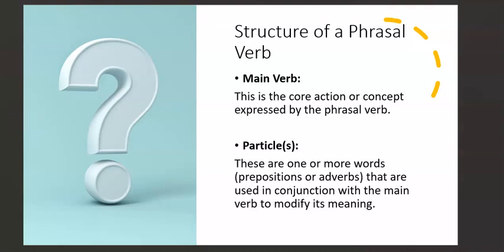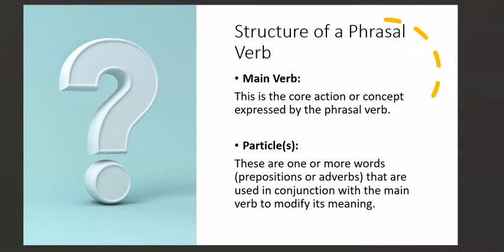Now the second part of the structure is the particle or the particles, and as I've said, this can be a preposition or an adverb. It can be a particle or particles. They can be 2 words, 3 words, or more words, or 1 word. So there's a main verb and then there are the particles, which are one or more words of prepositions or adverbs. So take note of that. They are either prepositions or adverbs that are used in conjunction with the main verb to modify its meaning. So that is the structure. We have the main verb and the particles.